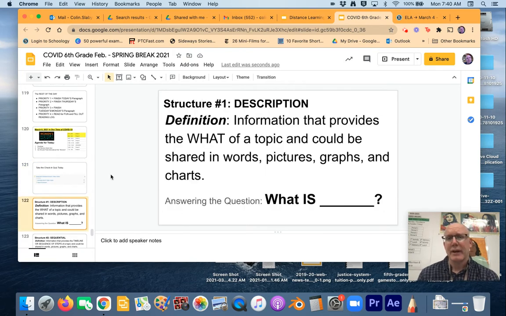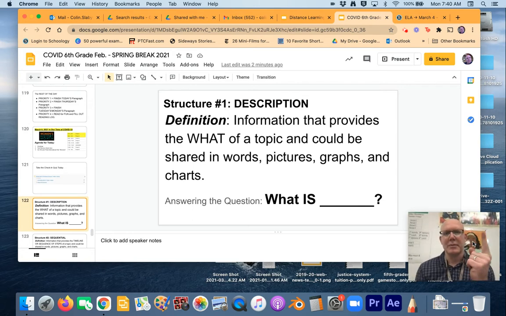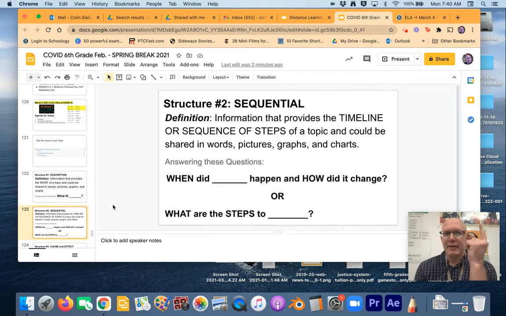I remind you of the text structures that we've done. Number one, we talked about description, right? That's kind of the easiest. That's the one you see the most. It answers the question, what is something? Then we have sequential, which is our second structure. And this is a timeline or sequence of steps. So it answers these two questions: when did something happen and how did it change? Or what are the steps to blank?